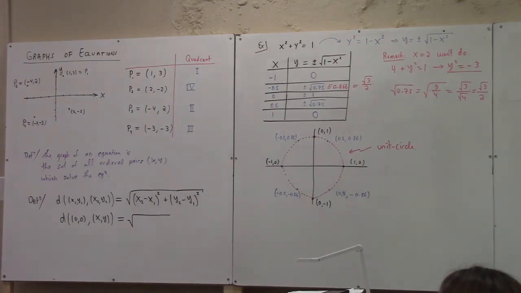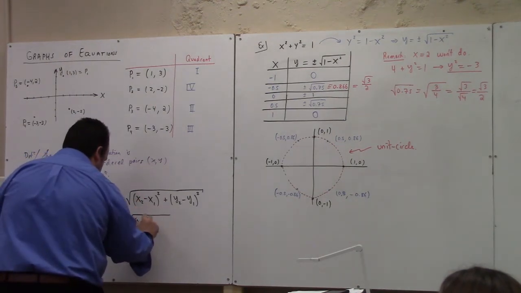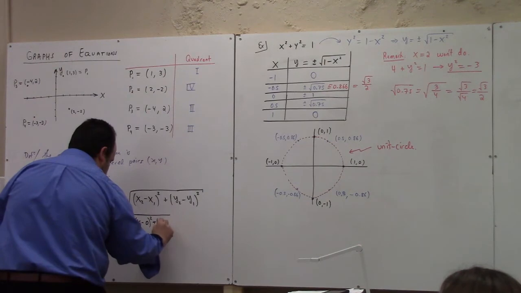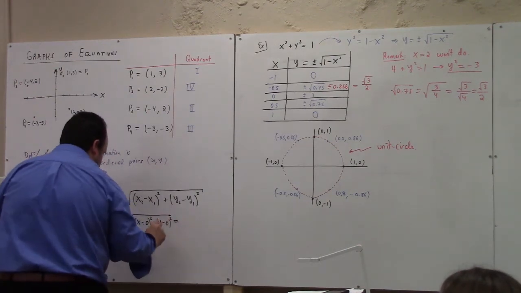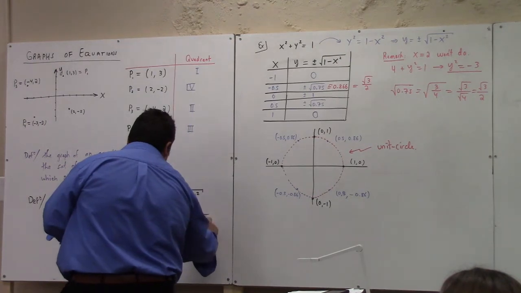Yeah, how does this formula simplify? We get x minus 0, right? Squared plus y minus 0 squared. I mean, there's an easier way to write that, right? It's just the square root of x squared plus y squared. Am I right?